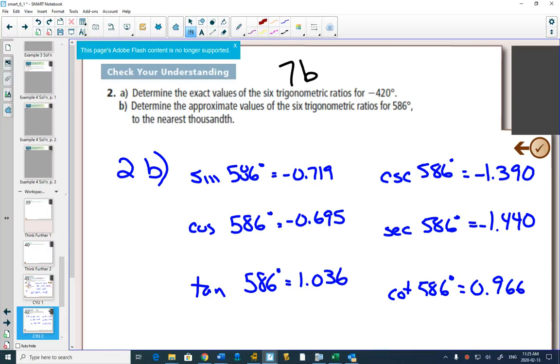So the only one that I want you to practice for this one is 7B. We're going to do A after we've done our unit circles. So this is just 7B, because A is without a calculator.